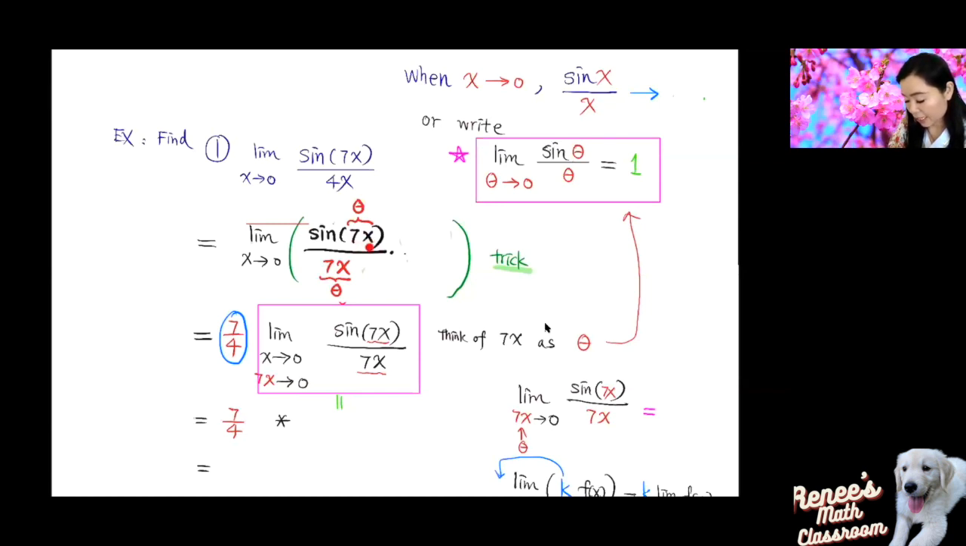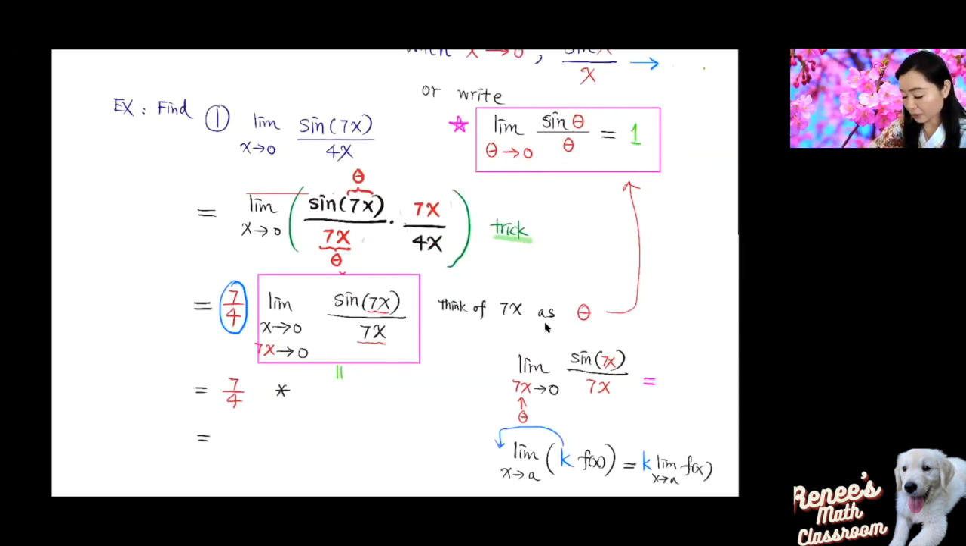So this 7x here, I put over 7x here. But I didn't have a 7x here before. So if I divide by 7x, I will multiply back 7x over here. And now over this 4x. So the trick over here is to try to match them. If you have a 7x here, then you divide by this 7x, but later on, you multiply this 7x back. Okay, so that's the trick.